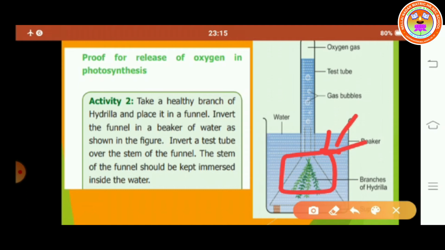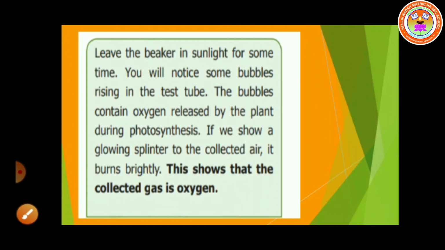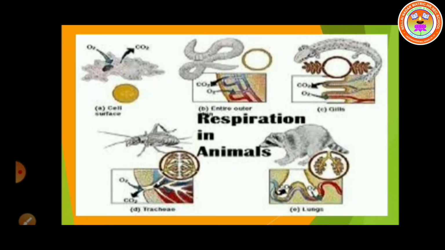You will notice some bubbles rising in the test tube. The bubbles contain oxygen released by the plant during photosynthesis. If we show a glowing splinter to the collected air, it burns brightly. This shows that the collected gas is oxygen, because we know oxygen is helpful for the burning process. So during the photosynthesis process, the gas released is oxygen.